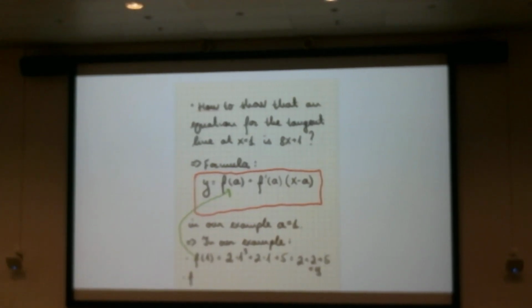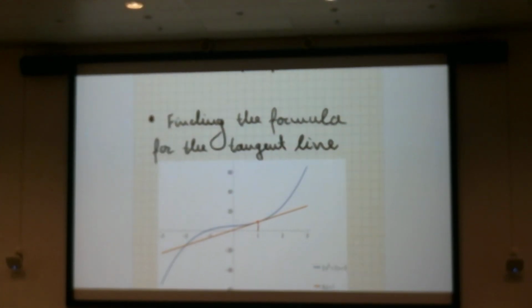So that was step 1. Step 2, I need to find a derivative of this. So the derivative is going to be 6 times x squared plus 2. I'm taking a derivative of this function, 2x to the power of 3 plus 2x plus 5.